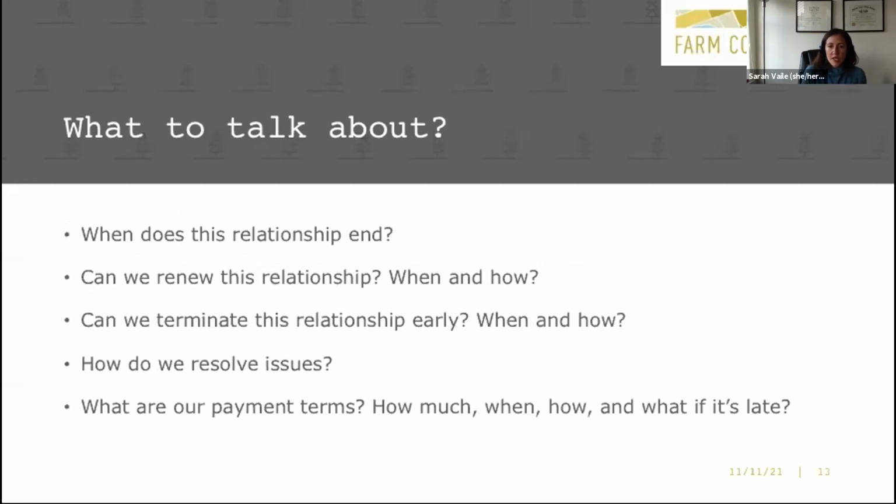So all of these are really important questions to ask. Obviously, things like how do we resolve issues? What are the payment terms? And when do we renew our lease? All of that is essential to talk about. And on our website, we have a long list. We have a document that's very helpful that gives you a list of all the questions that landlords and tenants should ask about when negotiating a farm lease. And we also have a model lease agreement that's very helpful in developing your own farm lease.